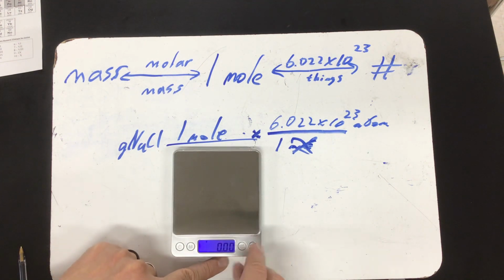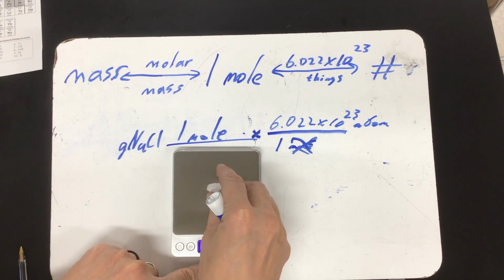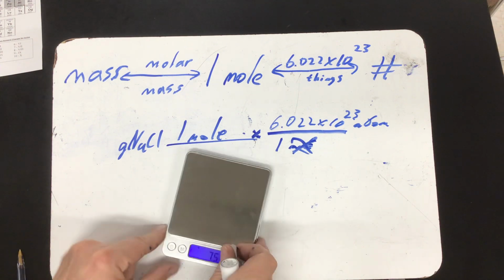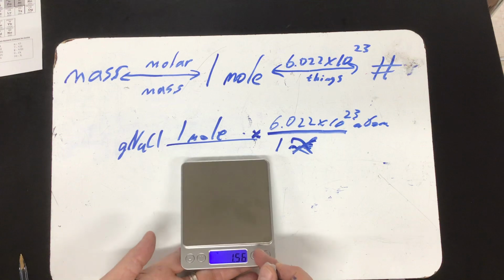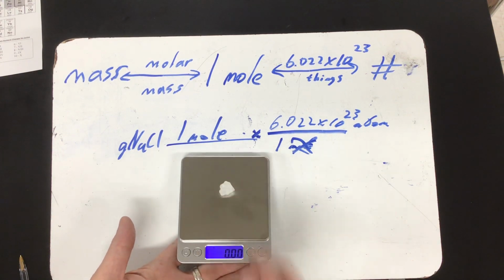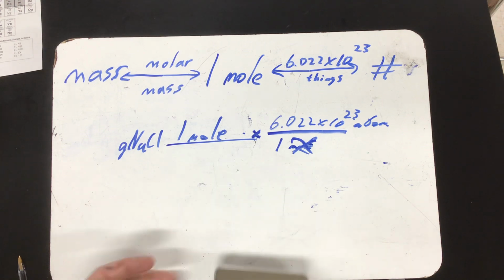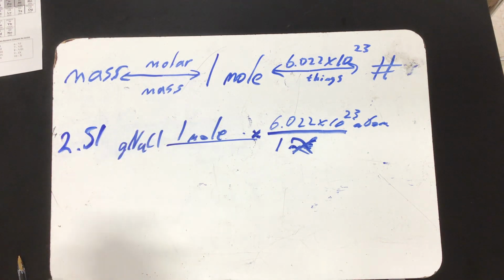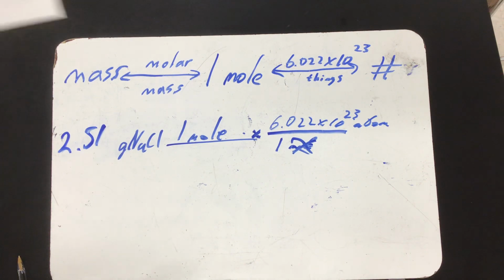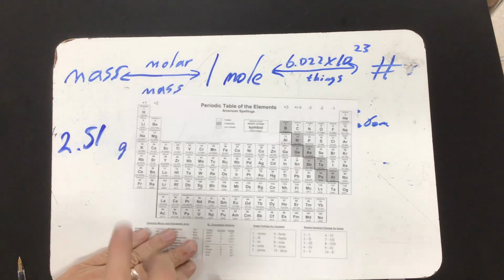And let me tare this out. Let me hold this up a little bit. I have a 2.51 gram sample of sodium chloride. 2.51 grams of sodium chloride. I have to find out the molar mass of sodium chloride.